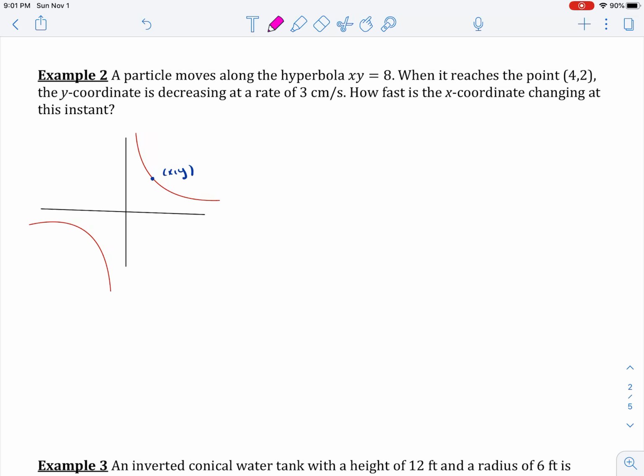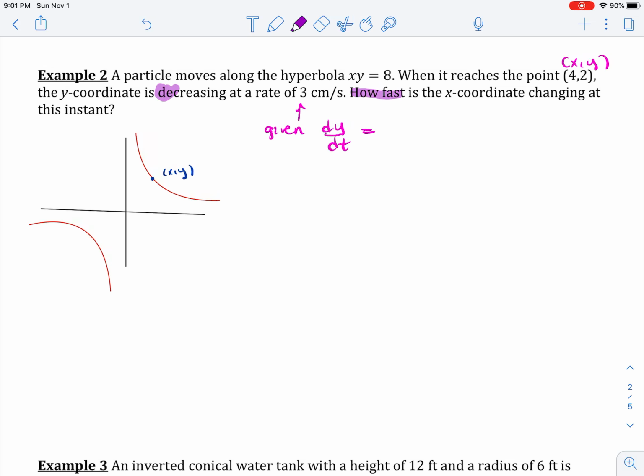Okay, so let's take a look at example 2 here. A particle moves along the hyperbola xy equals 8 when it reaches the point (4, 2), and that (4, 2) is (x, y). The y-coordinate is decreasing at a rate of 3 centimeters per second. How fast? Again, we're asking how fast.